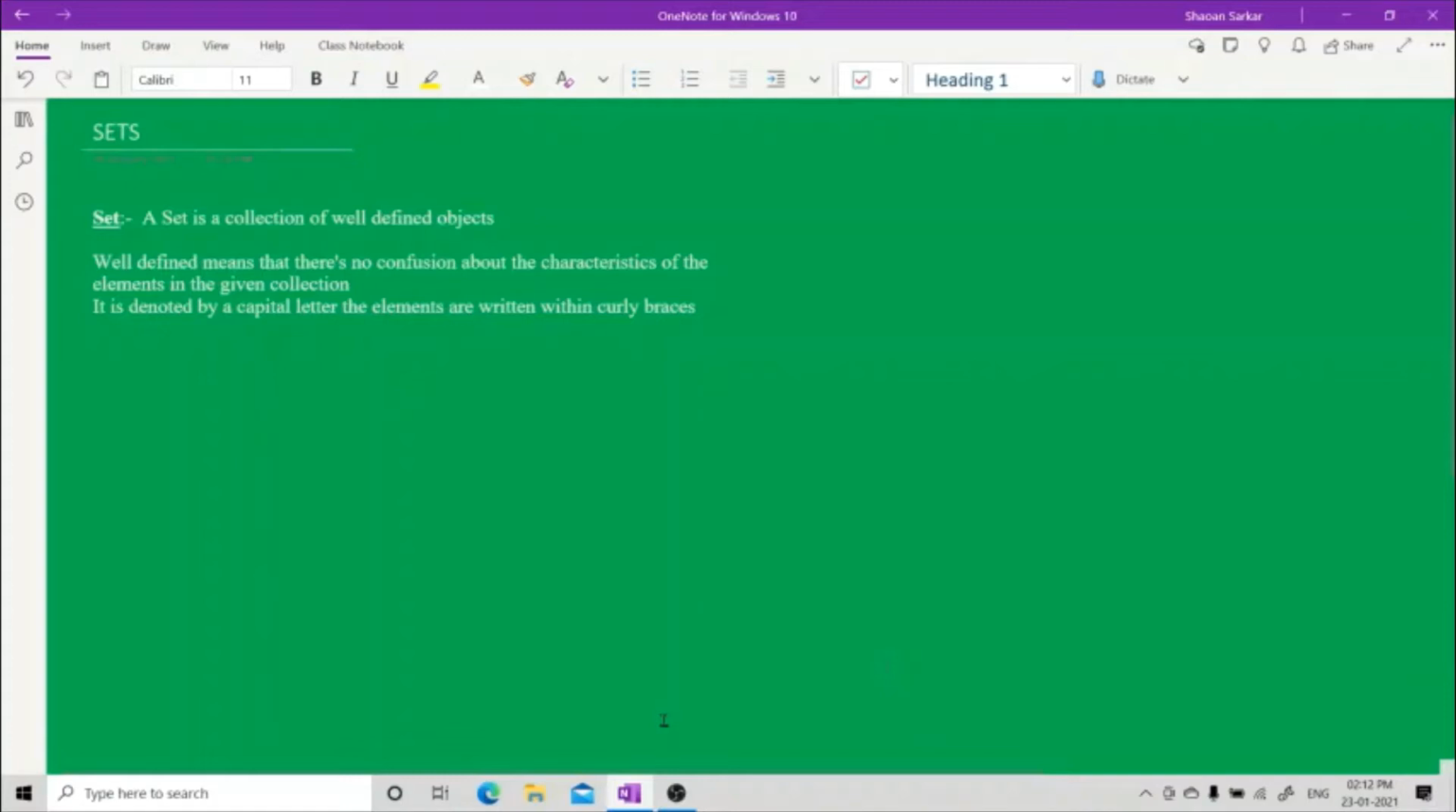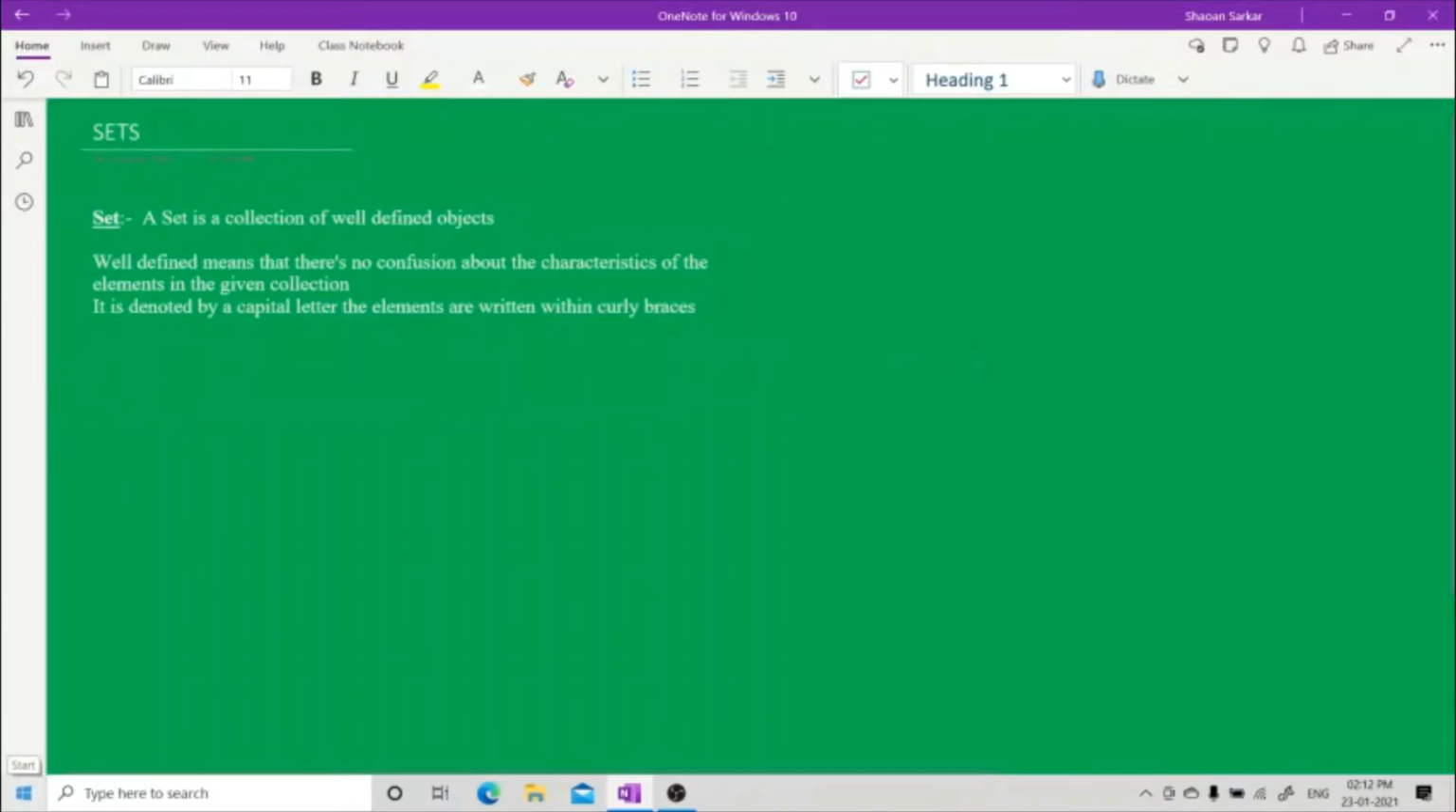We are going to start with sets. A set is a collection of well-defined objects. Well-defined means that there is no confusion about the characteristics of the elements in the given collection. It is denoted by a capital letter and the elements are written within curly braces. Let us understand what I mean by this.